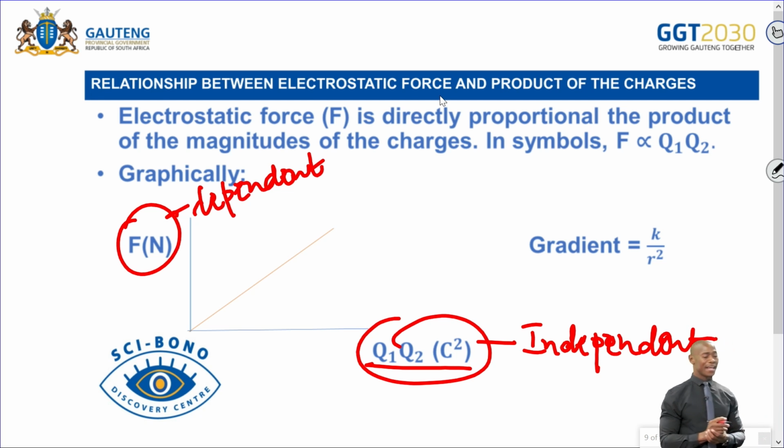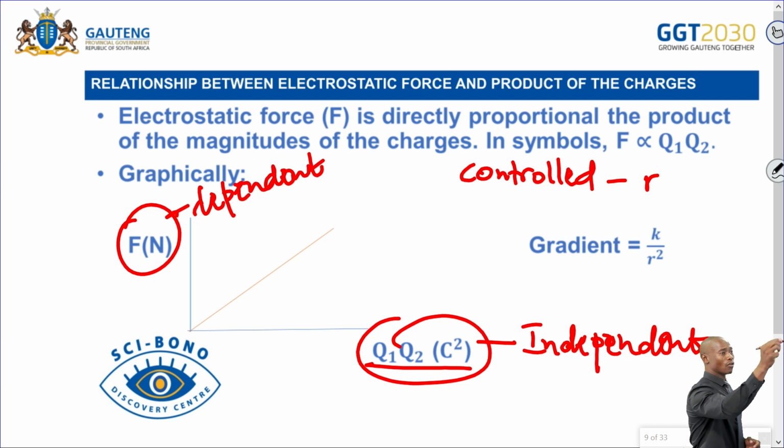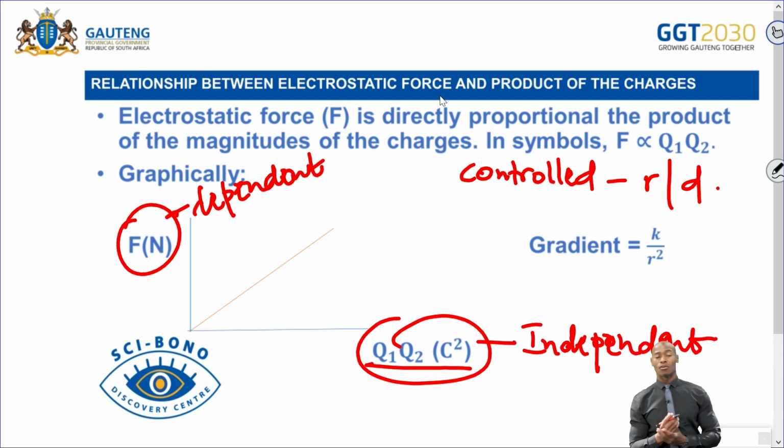Right, so we have the dependent and independent variable, and also the controlled variable here. It should be the distance between them, that will be the controlled variable. The distance, R or D, is still the distance. All right, so those are the variables: the dependent, the independent, and the controlled variable.